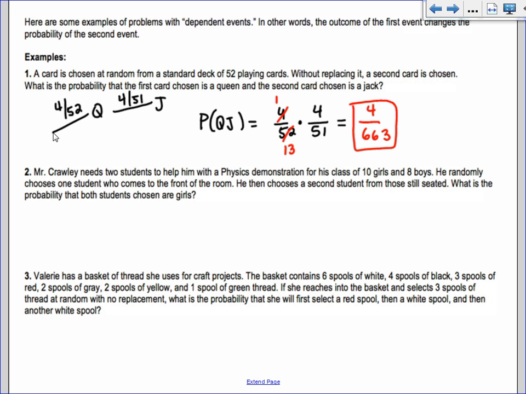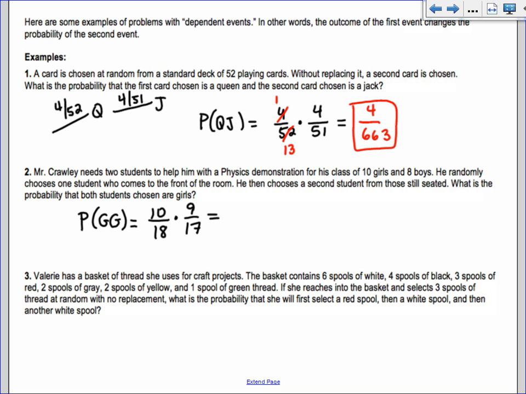Okay, so Mr. Crawley needs 2 students to help him with a physics demonstration for his class of 10 girls and 8 boys. He randomly chooses one student who comes to the front of the room. He then chooses a second student from those still seated. What is the probability that both students are girls? So there's 10 girls and 18 total, right? So the probability for getting that first girl was 10 out of 18. Once he selects the girl, what's his probability of choosing a girl in the next one? Exactly, so 9 out of 17.